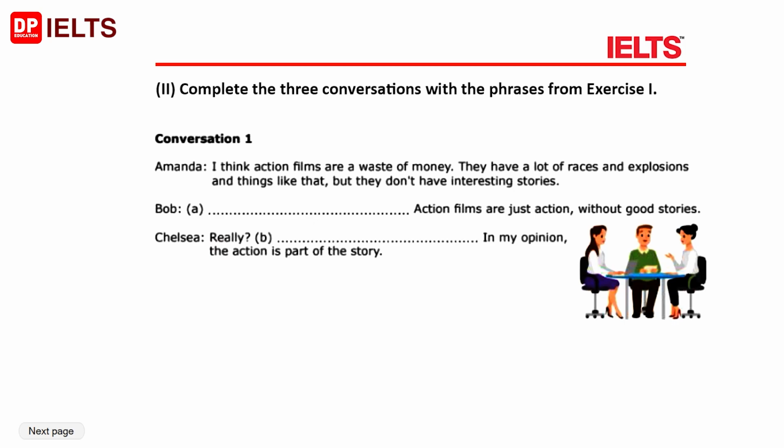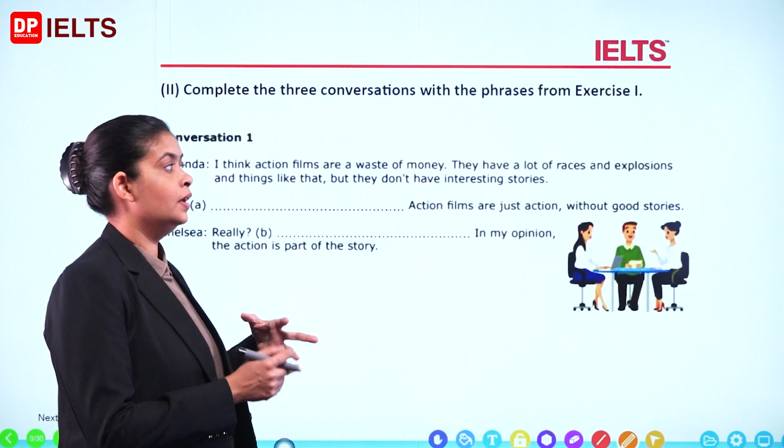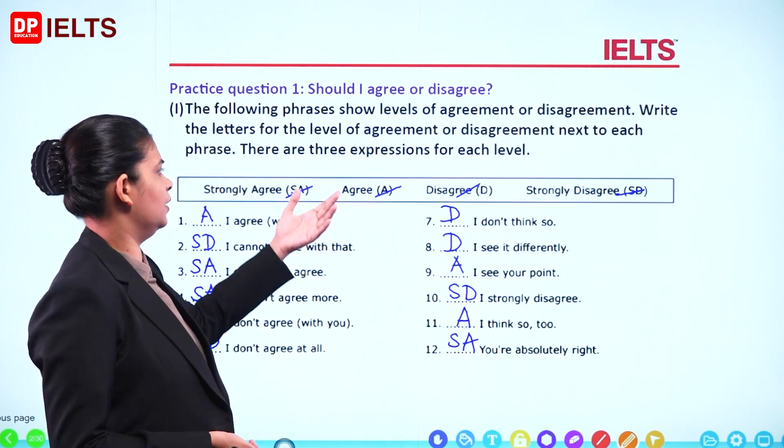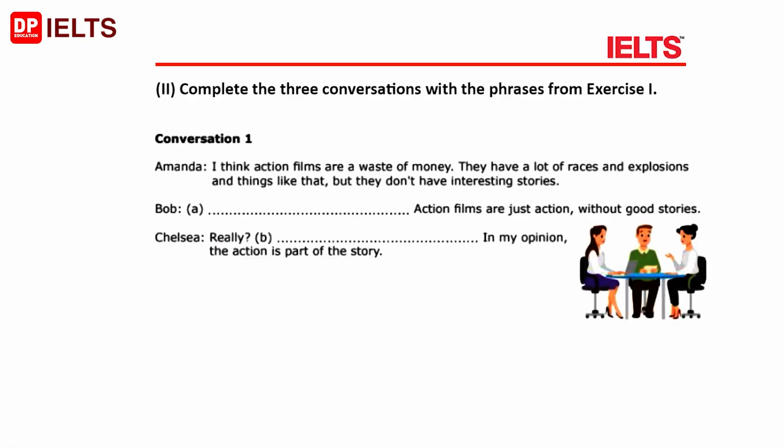Complete the 3 conversations with the phrases from exercise 1. So we look at the phrases we used and complete these conversations. From this we can take some phrases. Okay? Here we have agree, agree, strongly disagree. We can take those and complete, right?